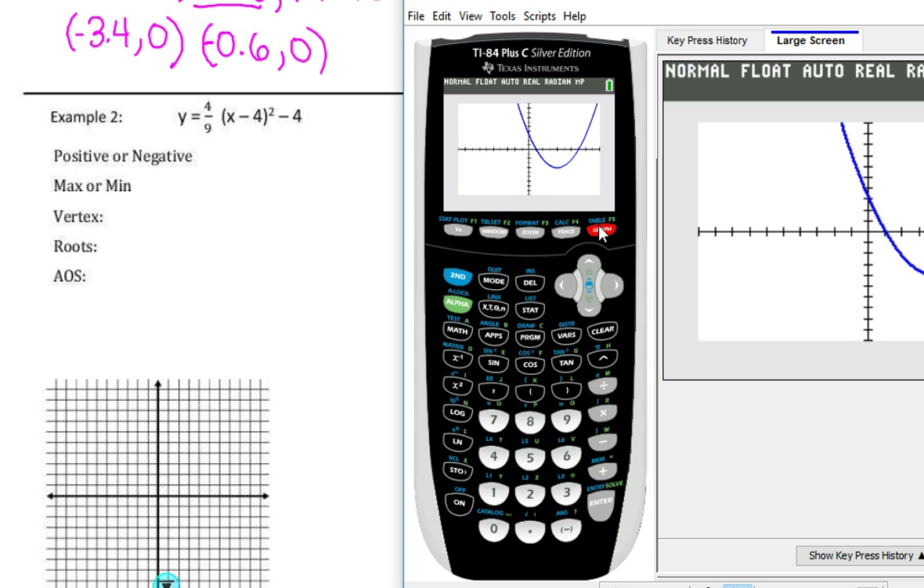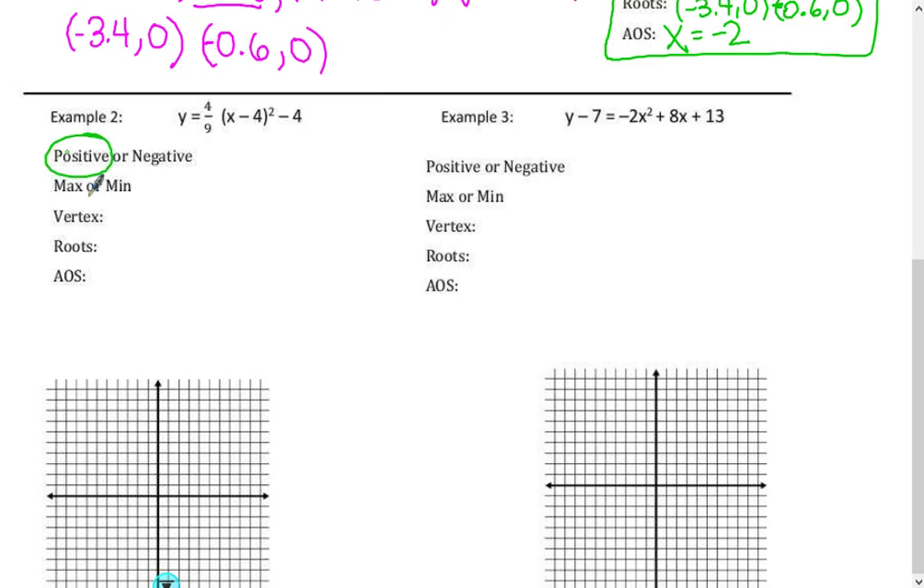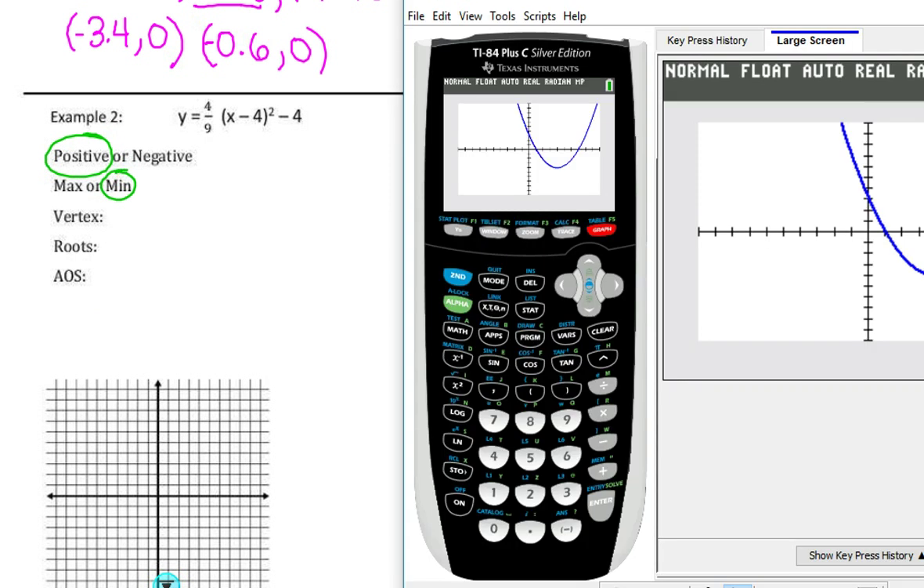Alright, so you can tell he got a little bit wider. I can describe some of my key features if I wanted to right now, but I want to find my vertex first. Well, is this thing positive or negative? We can clearly see it's positive. So therefore it has a minimum, and let's find our vertex.